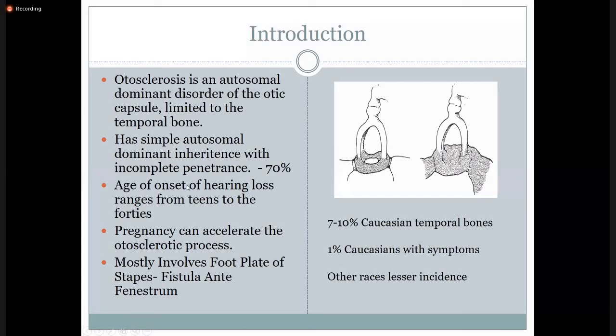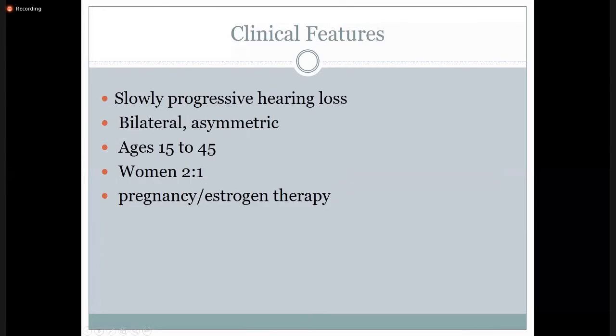It is an autosomal dominant type of disease and may cause impairment of hearing. Hormonal influence is important. It is exaggerated in pregnancy. It mostly involves the footplate of stapes. Slowly progressive hearing loss is noted by the patient. It is bilateral. Age is 15 to 45. Women are more commonly affected than males, and pregnancy and estrogen therapy are predisposing factors.